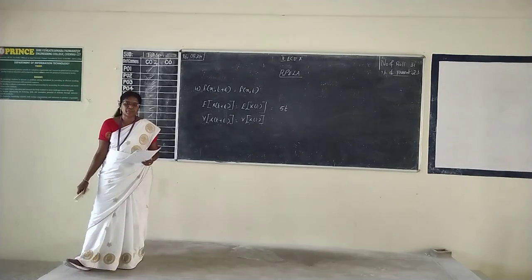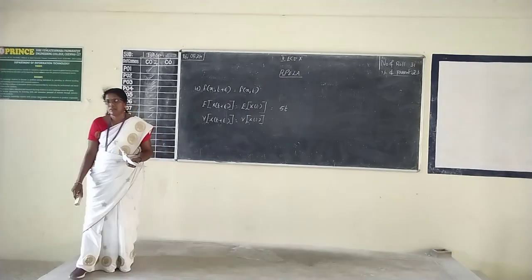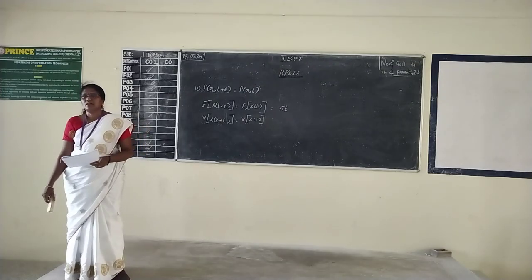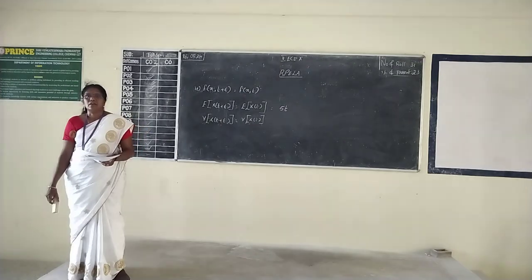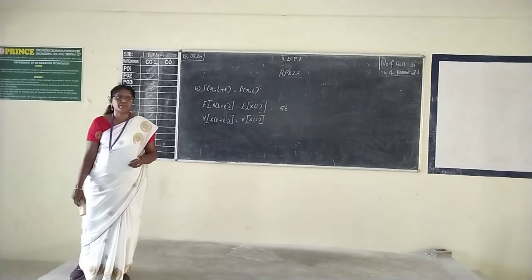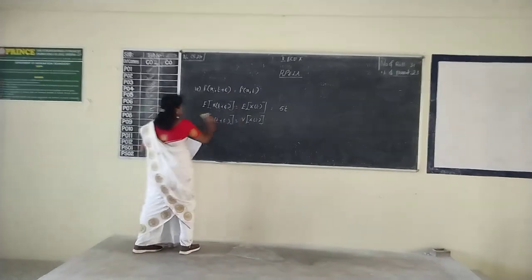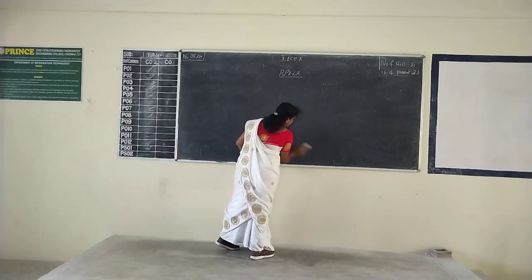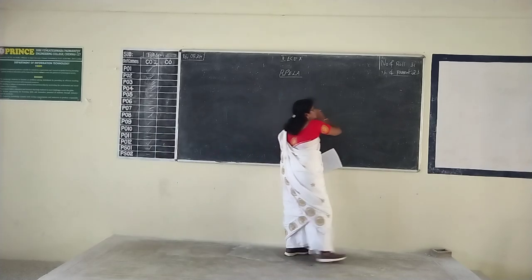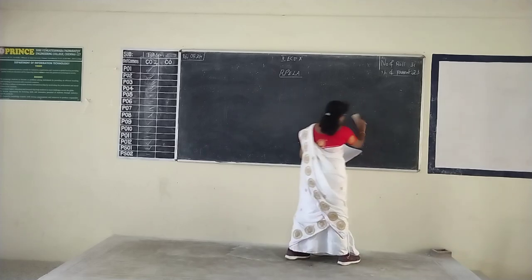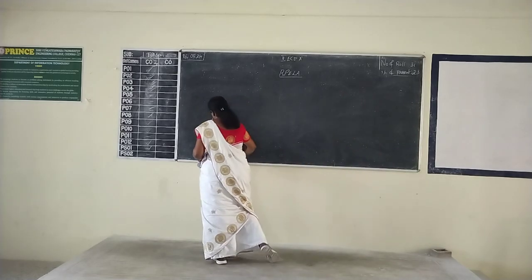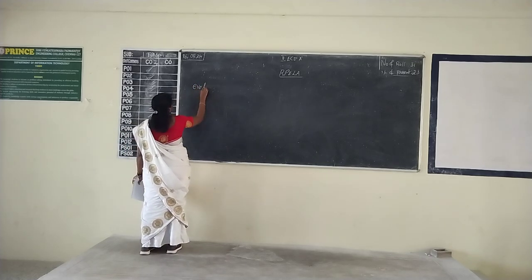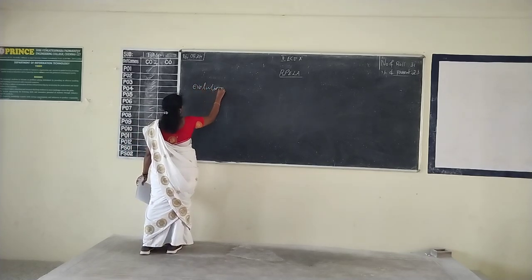Next definition. A random process that is not stationary in any sense is called an evolutionary process.